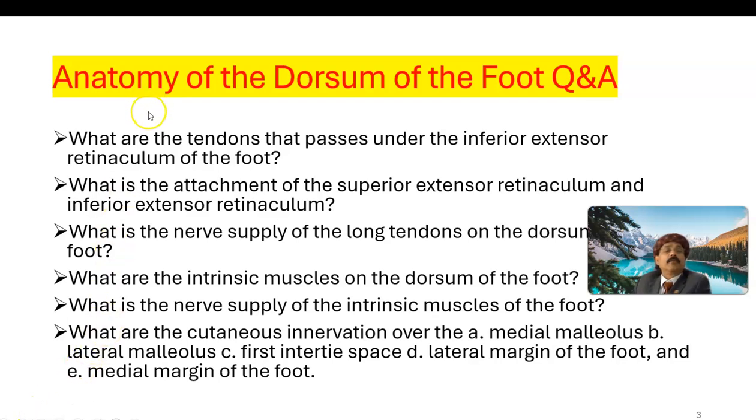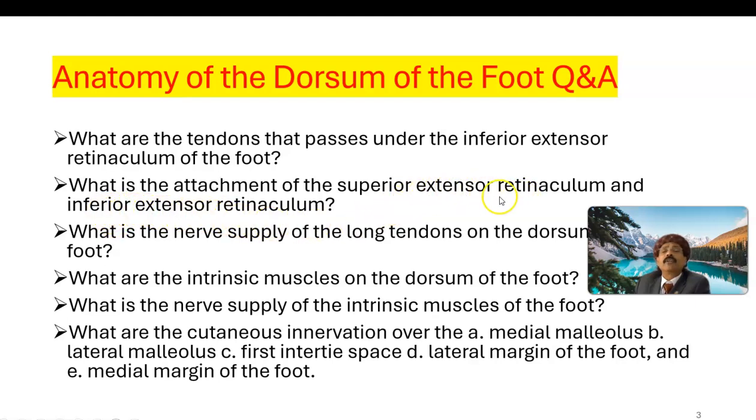Okay, what are the tendons that pass under the inferior extensor retinaculum of the foot? This is the tibialis anterior, extensor hallucis longus, extensor digitorum longus. Then we have the fibularis tertius.